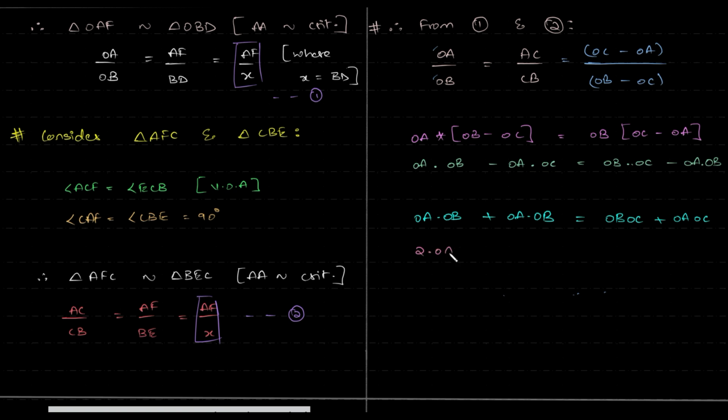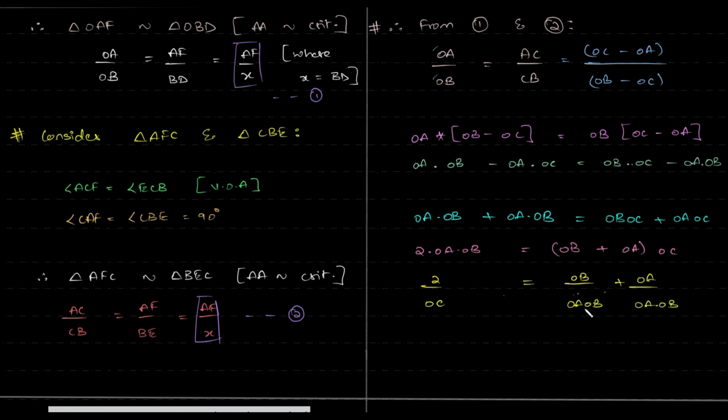2 times of OA OB is equal to OB OC plus OA OC. Here OC is common, right? All we have to do is now what? Yes, cross multiply. 2 divided by OC, not exactly cross multiply, but yeah, OC will transpose this side. OB by OA OB plus OA by OA OB.